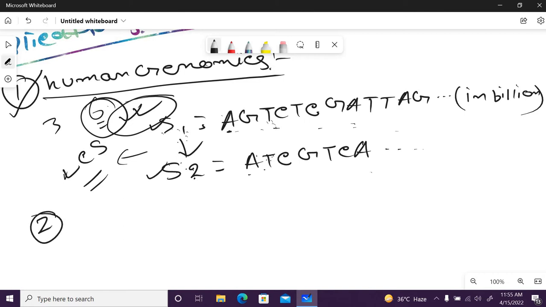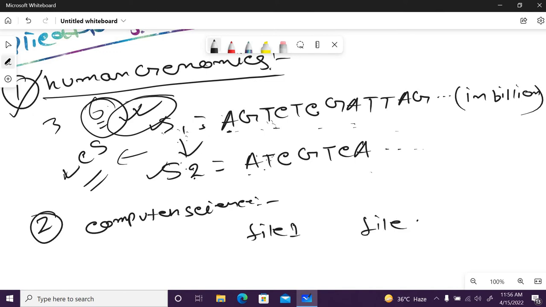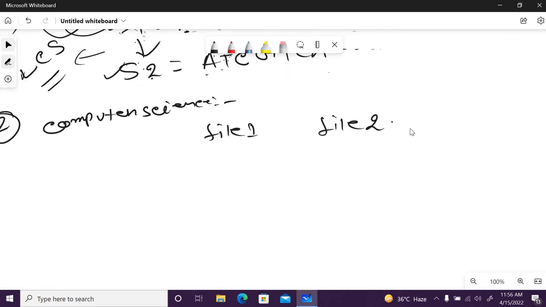The second example, which is a more computer science driven application, we can find out here also. Like we have two files, file 1 and file 2. In the computer there are two files, file 1 and file 2. If file 1 is modified from file 2, or in other words, how much difference file 1 has from file 2, then we have to find this with the longest common subsequence algorithm. If file 1 and file 2, how much difference do they have?